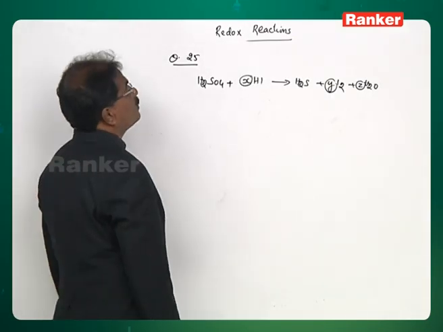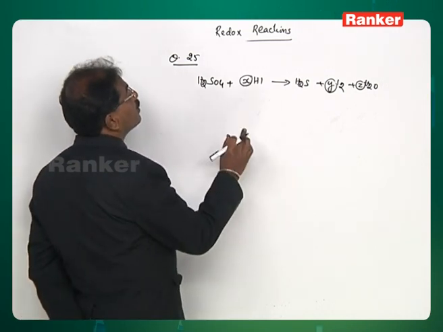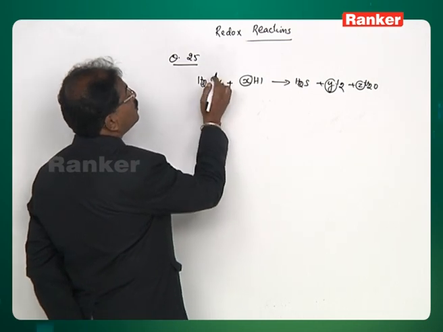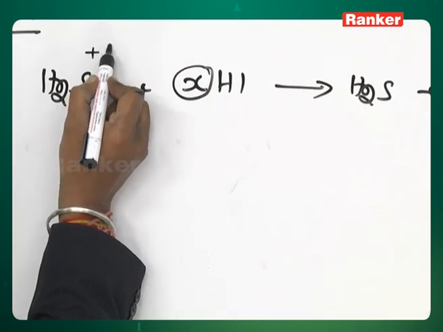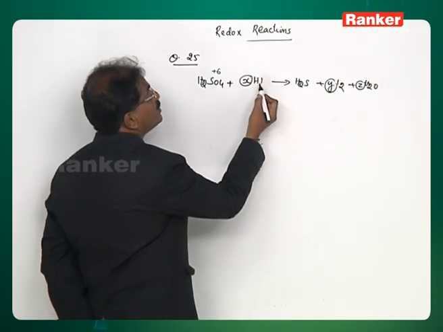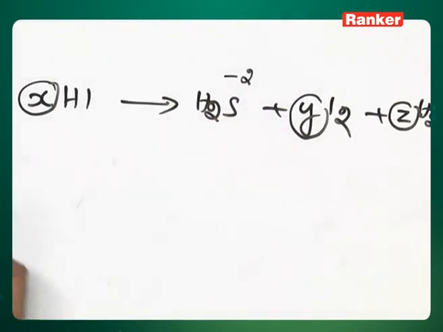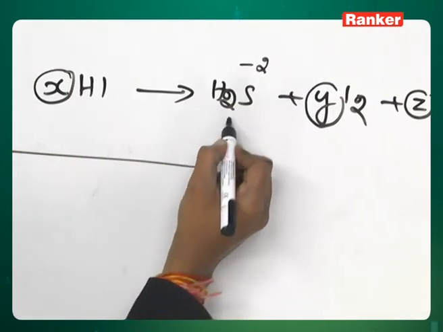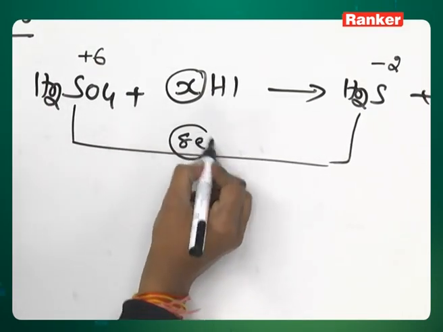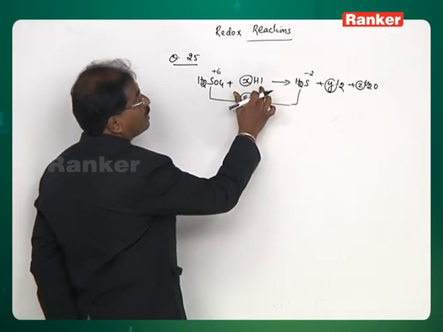Again, for this purpose, identify the change in the oxidation state of the each species. Here see, 1 mole of H2SO4 has 1 mole of the sulfur. That sulfur is in the +6 oxidation state. Here when it participates in the reaction, the sulfur has been reduced to the -2. Therefore, 1 mole of H2SO4 is gaining how many electrons? 8 moles of electrons.